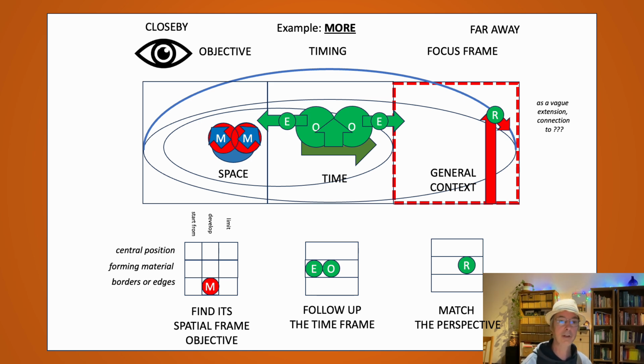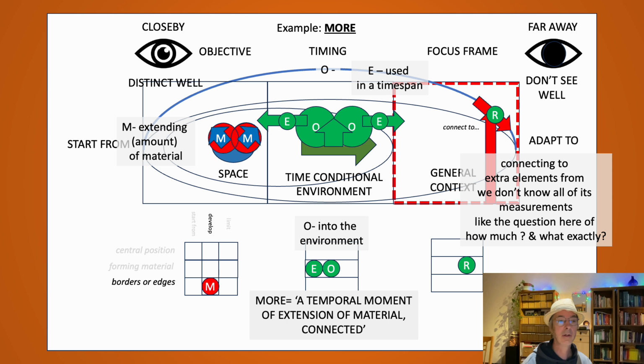So how can we translate this into a word? I will do that in a moment. So I will start from the extending of material, M. I'll go to O, extend this further into the environment. And I connect it also to elements that I can't really measure very well. So it is a bit vague to what it really is connecting.